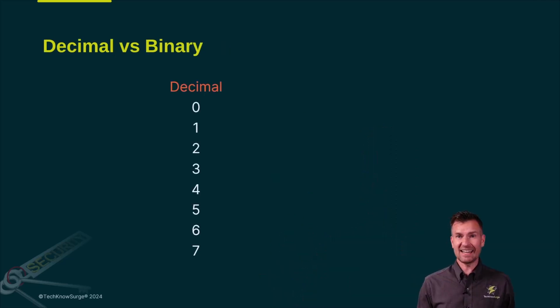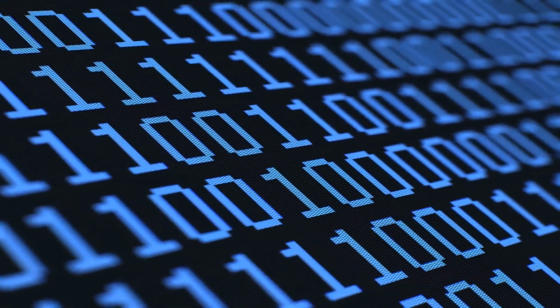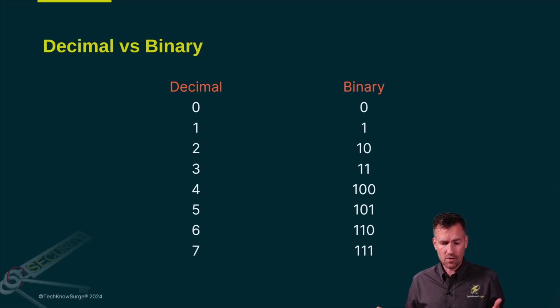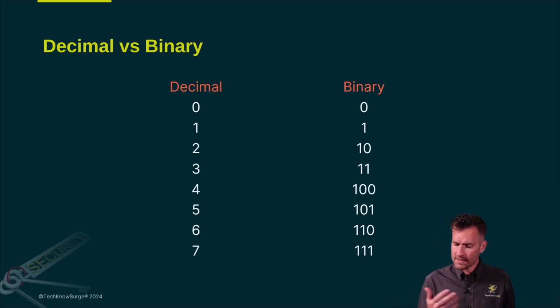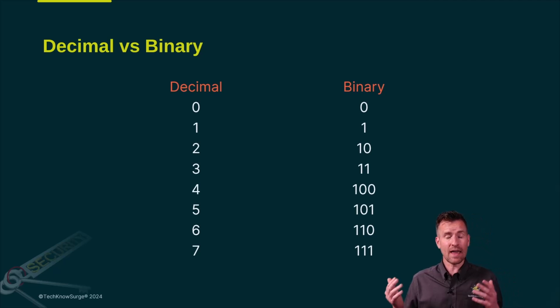Now, one thing to understand is there are different numbering systems. And the system that we're used to working with is the decimal system. It starts out with 0, 1, 2, 3, 4, 5, 6, 7, and so on and so forth. Binary looks quite a bit different. Binary starts out with 0, goes to 1, 10, 11, 100, 101, 110, and 111.